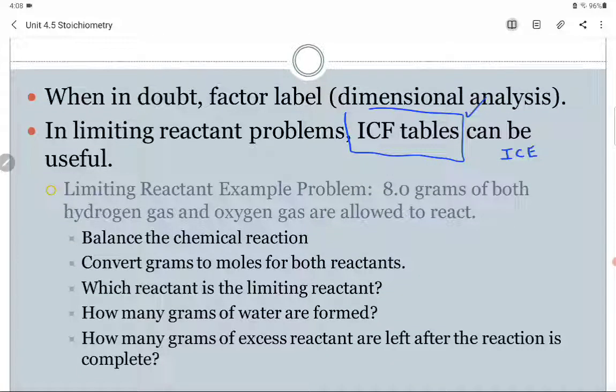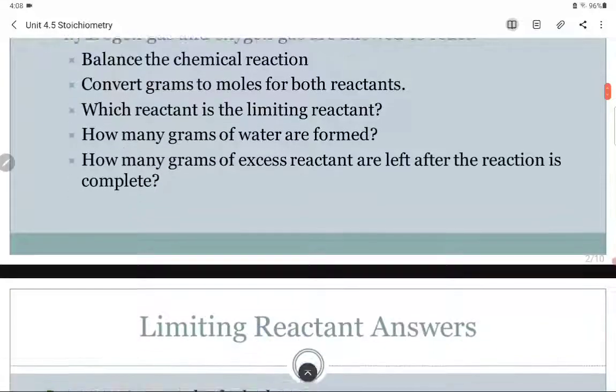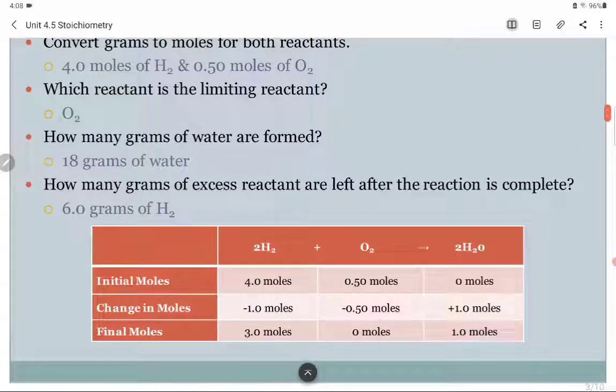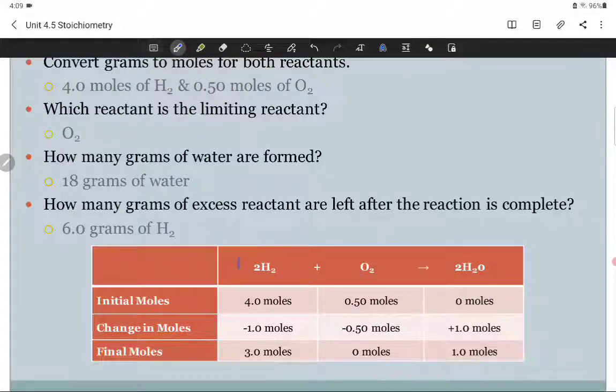So the question we got here is a limited reactant question. 8 grams of both hydrogen gas and oxygen gas are allowed to react. So I think these are the steps you're going to want to go through to make sure you can answer this question. One, we definitely have to have a balanced chemical equation. And if we go to the next slide, I have some of this done for you already. Yeah, so we have to go way down here, and here is your balanced chemical equation.